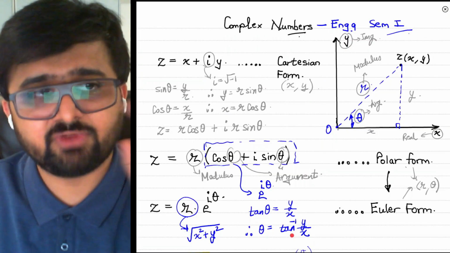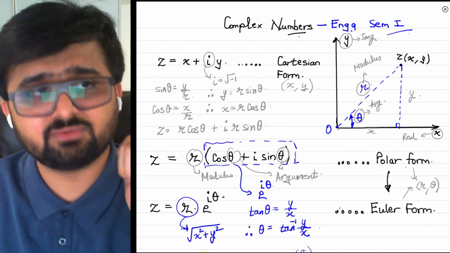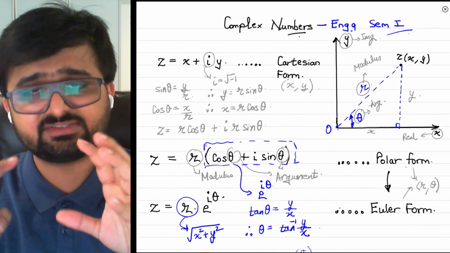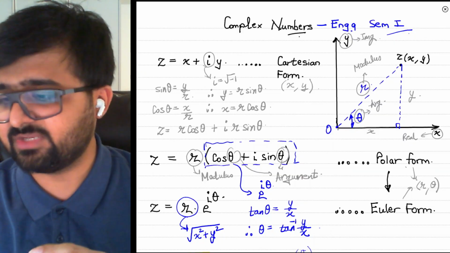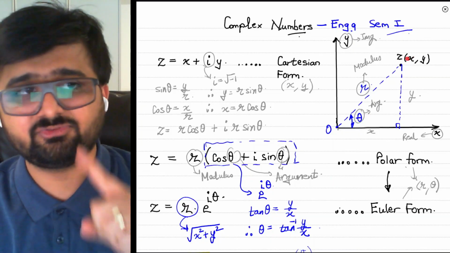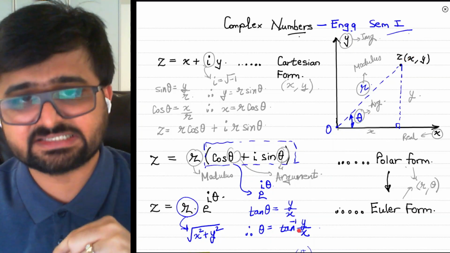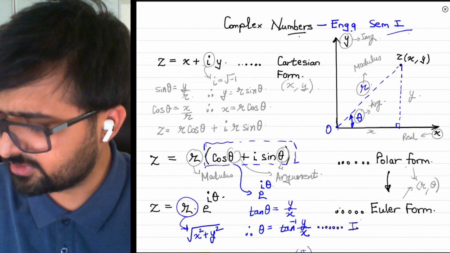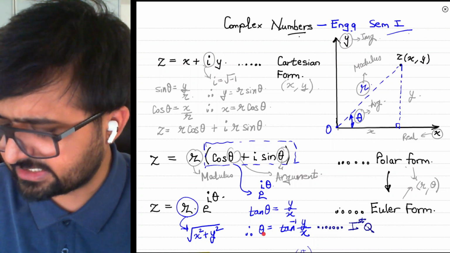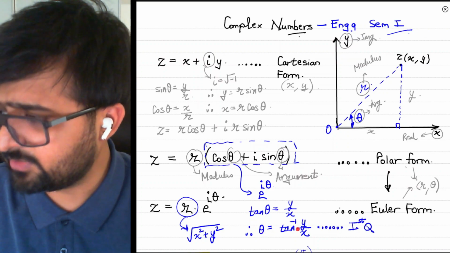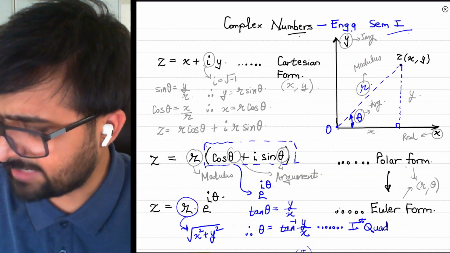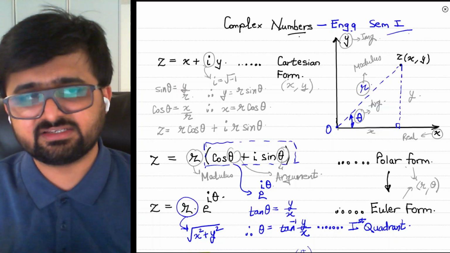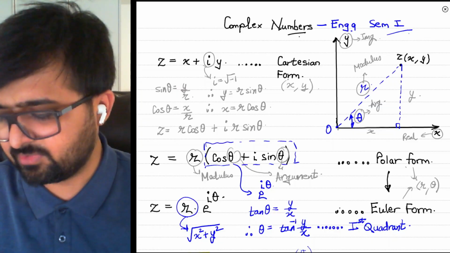Now, theta is where most students get confused. So I would like to give a more detailed explanation on this theta, because theta really changes based on which quadrant your complex number is in. Right now, the complex number is in the first quadrant, so it is very simple: theta is tan inverse y by x. Remember that this formula is only applicable in the first quadrant. As the quadrant changes, there is a little tweak in the formula for theta.